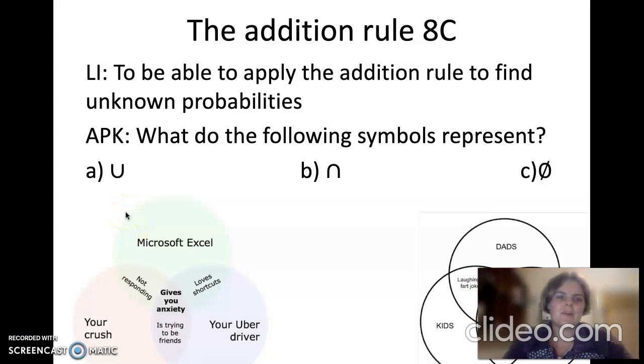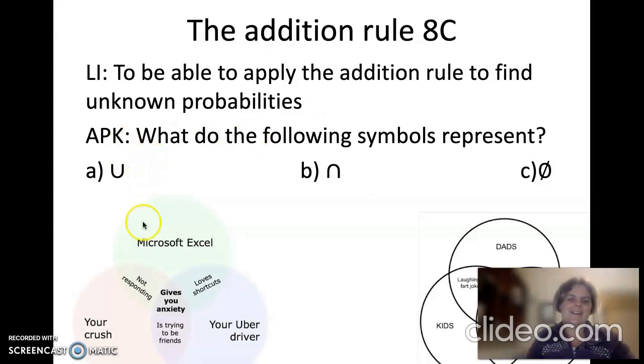To activate your prior knowledge here, I'd like you just to take a sec. Can you think what each of these symbols represent? So pause, take a sec to think about it. And now I'll tell you.